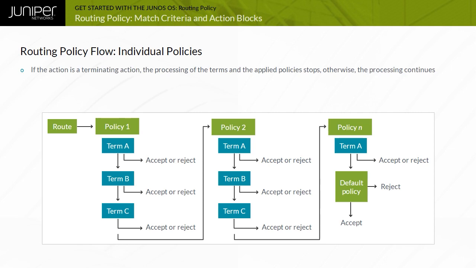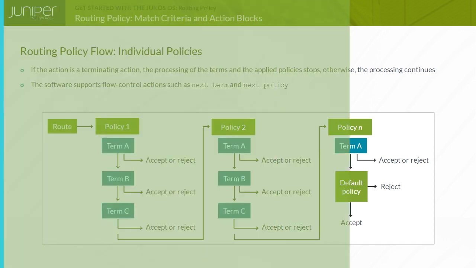If the action is a terminating action, the processing of the terms and the applied policy stops. Otherwise, the processing continues. Junos OS also supports flow control actions that affect the flow of policy evaluation. The next term and next policy actions cause Junos OS to evaluate the next term or next policy, respectively.